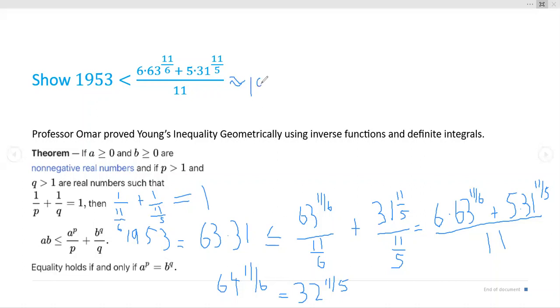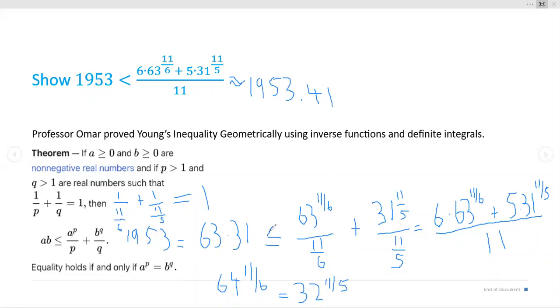This is approximately 1953.41. And again, that can be explained by this truth right down here. This is a dead equality, and that's when equality holds. And again, this number 64 is a little bit more than 63. This number is a little bit more than 31, which makes it easy to believe the sharpness of this inequality.